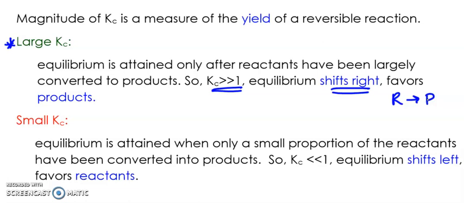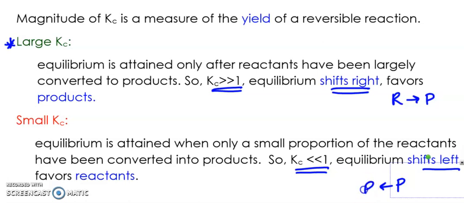If you have a really small Kc, it's the reverse. So much less than 1. It's not going to be negative, because you can't have negative concentration, so it's going to be like 0.0 something. Your equilibrium shifts left, so you're going to have products that turn into reactants.